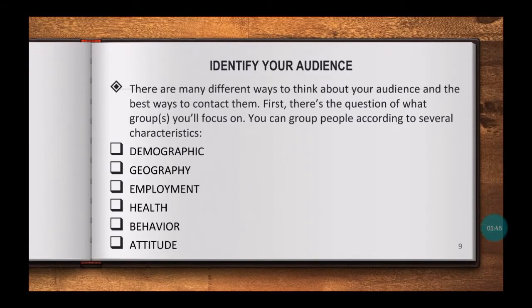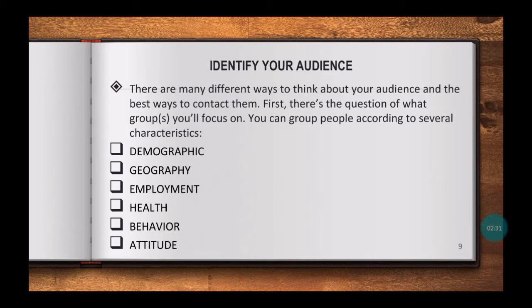In identifying your audience, which is the second step, there are many different ways to think about your audience and the best ways to contact them. First, there's the question of what group or groups you'll focus on. You can group people according to several characteristics: in terms of demography, geography, employment, health, behavior, and attitude. Demographics are simply basic statistical information about people such as gender, age, ethnic and racial background, income, etc.